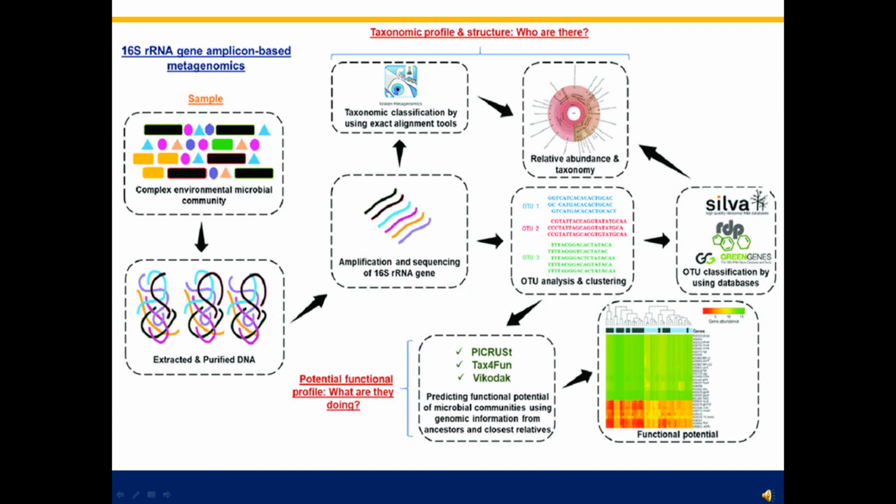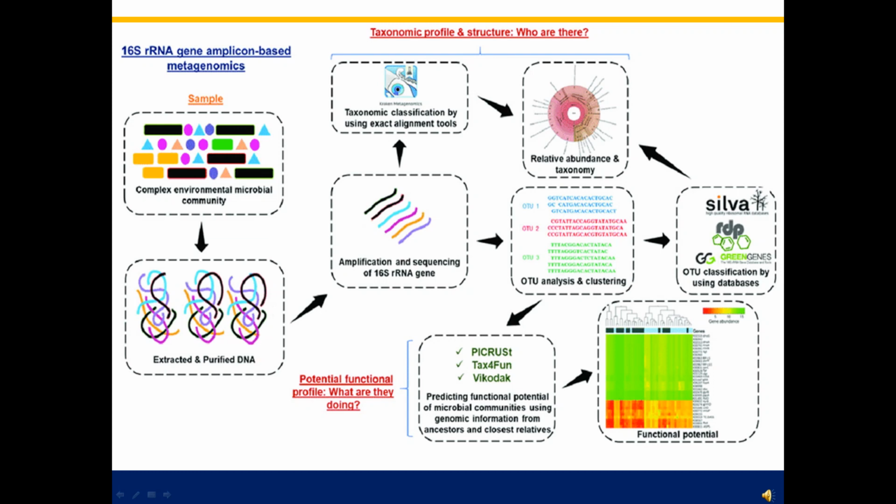Once the samples have been collected, we extract and purify the DNA, and this extracted and purified DNA will be taken for amplification, which is called library preparation. After amplification, we perform the sequencing analysis, 16S rRNA sequencing. For example, here we can use V3, V4 region primers to amplify, and then we follow MiSeq sequencing technology.